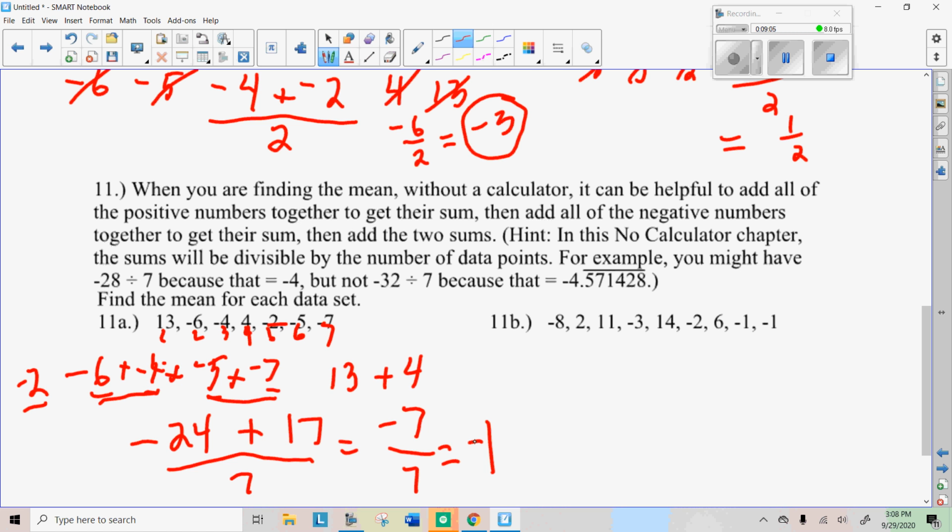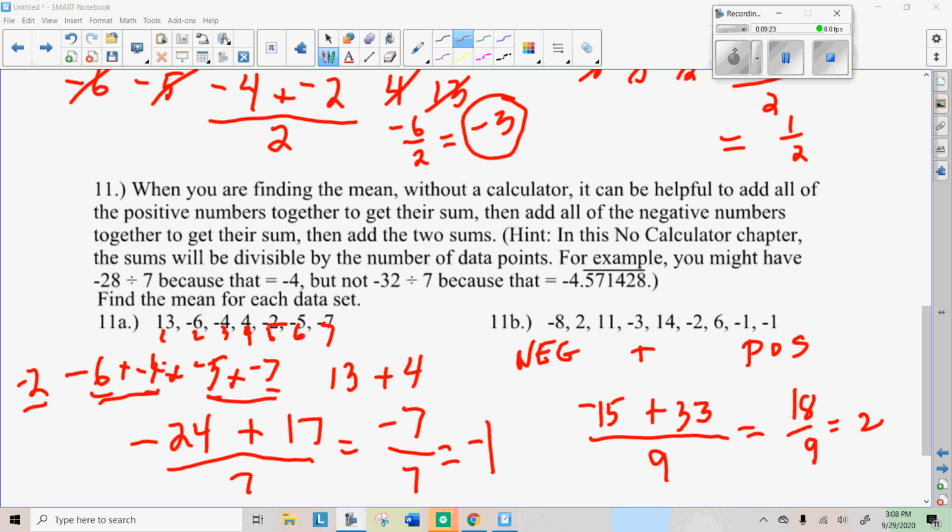So round up all your negative numbers, find the total of those, and then round up all your positive numbers, find the total of those, and then you're going to divide that by however many numbers there are. I think there's 9 of them. All right, give that a shot. Well, there's what I got. I hope I'm right.